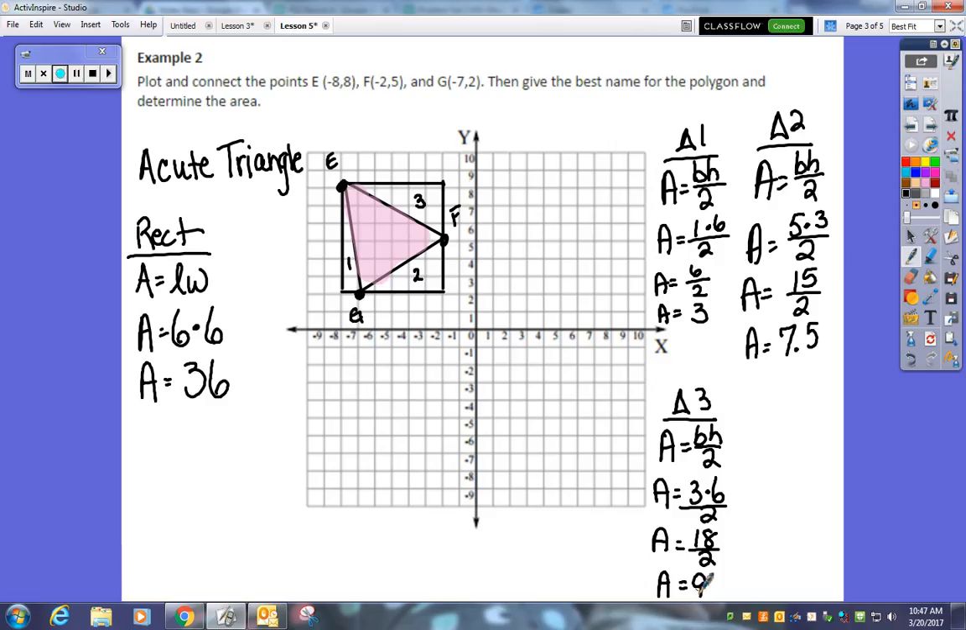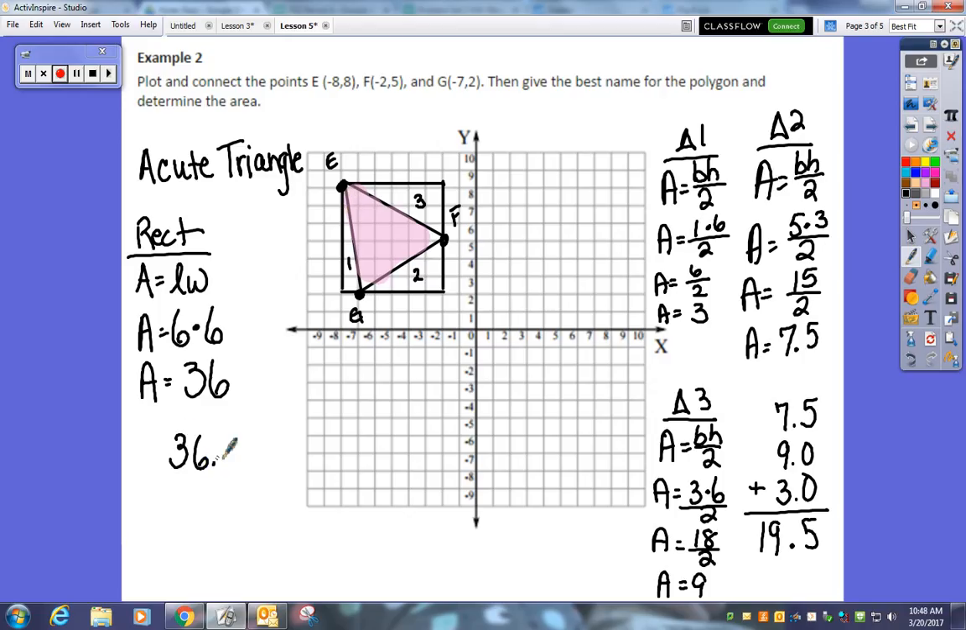So what I would do next is add the areas of the triangles together. So we've got 7.5, 9, which I'm going to change into 9.0, and 3, which I'm going to change into 3.0. Together, those triangles make 19.5. So next what I'll do is take the area of the square and subtract out the area of those 3 triangles, and what's left will be the area of the pink triangle that we had originally.